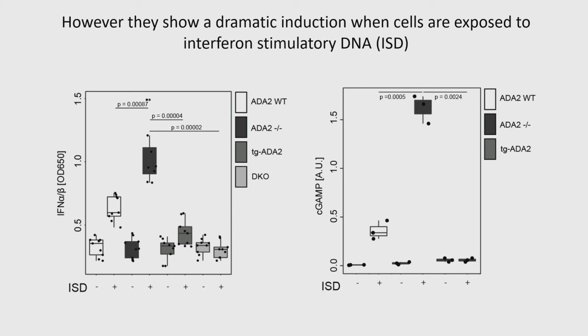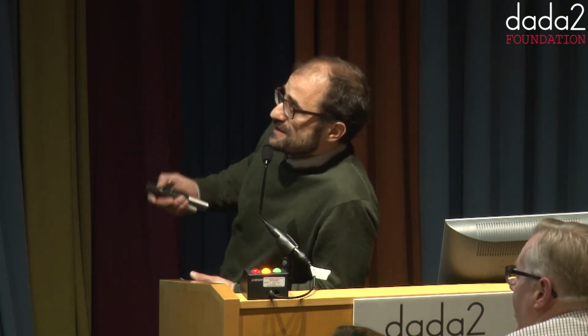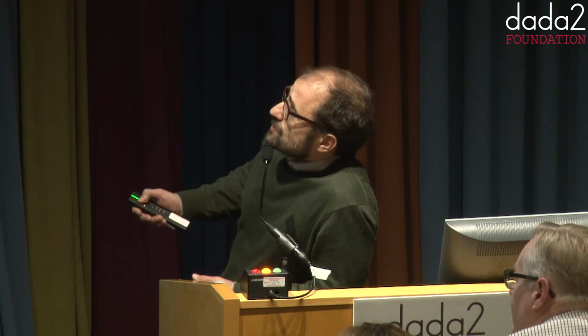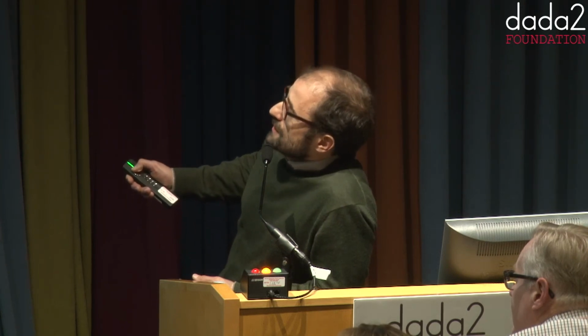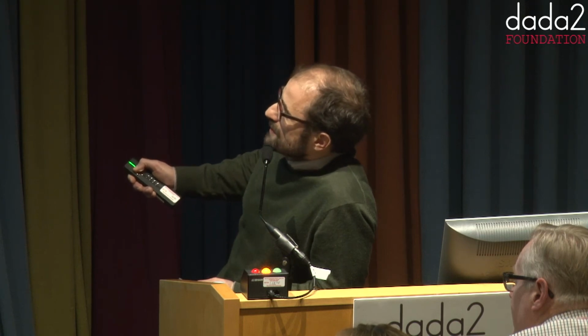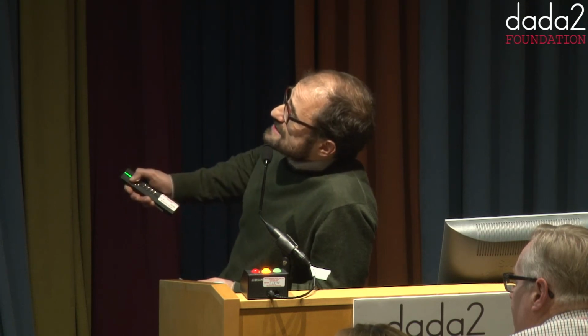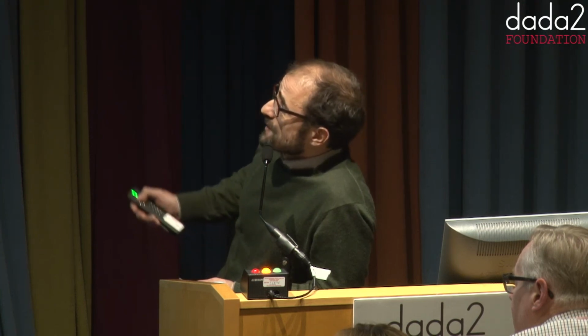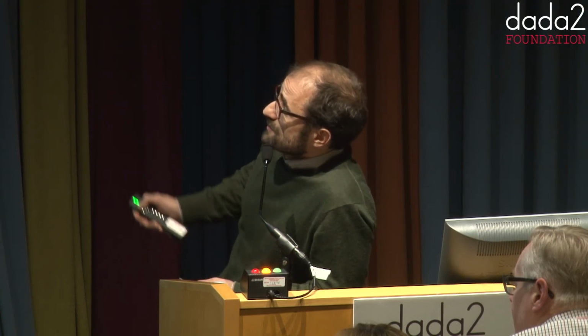As the colleague before told you, STING activation is dependent on the pathway of cGAMP production. We also measured direct production of cGAMP in cells that are knockout for ADA2, or ADA2 knockout plus re-expression of ADA2. And as you can see here, when you do not have ADA2, you have a strong increase in the production of cGAMP that can be completely restored by overexpression of ADA2.